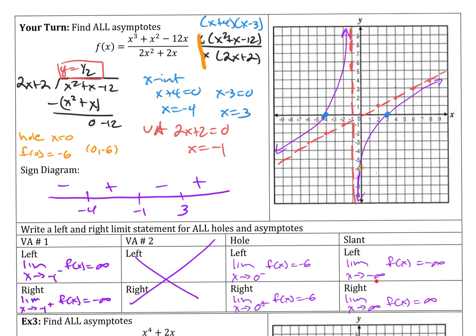So as x goes to negative infinity, the function is going down. So I know we're going towards negative infinity. And then as x goes to positive infinity, our function is going up. So I know that it's going to positive infinity as well.